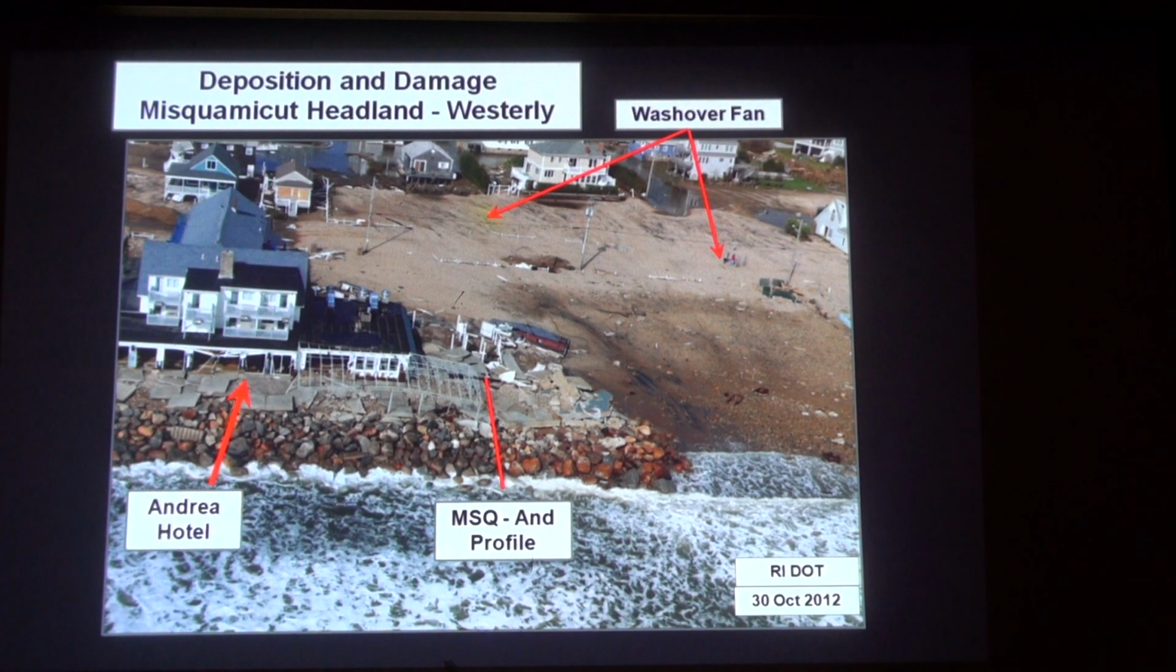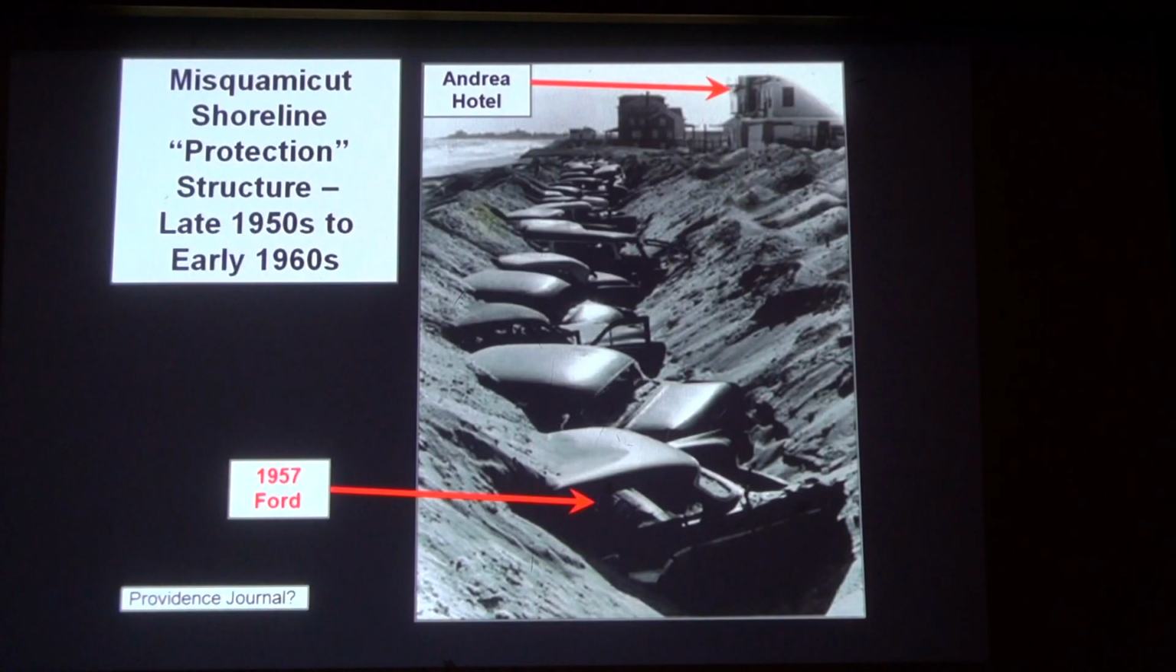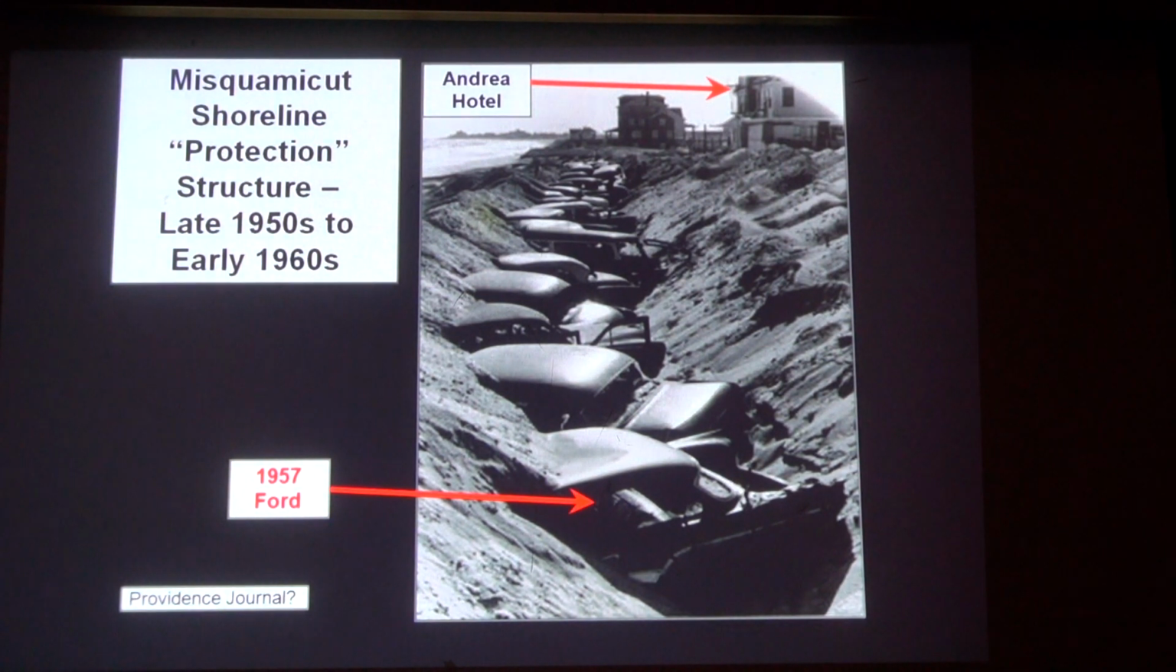But I use the Andrea as an example because here we are sometime in the late 1950s to early 60s. This picture was provided to me. I wonder if the Providence Journal, anyway, that's a 1957 Ford. I was a car nut when I was in high school. That's the Andrea Hotel right there.